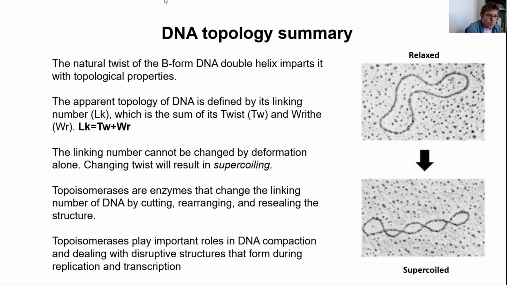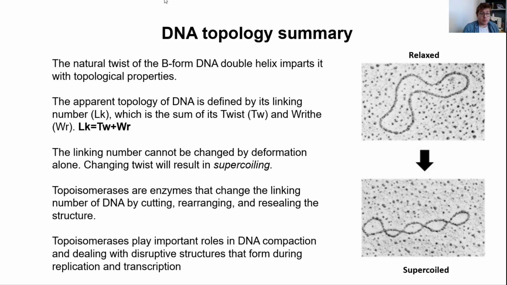Okay, so in the last video, we talked about DNA topology, which is one tool that a cell has at its disposal to compact DNA structure down. And the main idea here was that the natural twist of B-form DNA gives it these topological properties, which we can define as the linking number, which describes the twist of the helix itself and the number of times that helix wraps around itself, called the writhe. And because this is a topological property, it can't be changed by deformation alone. And so if we try to change the twist, we're going to get supercoiling in the structure.